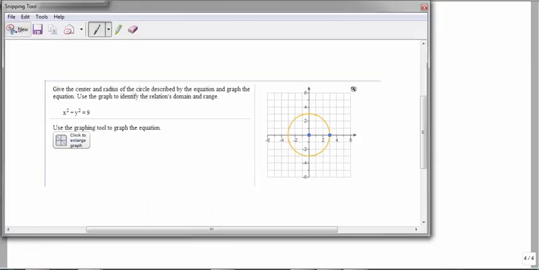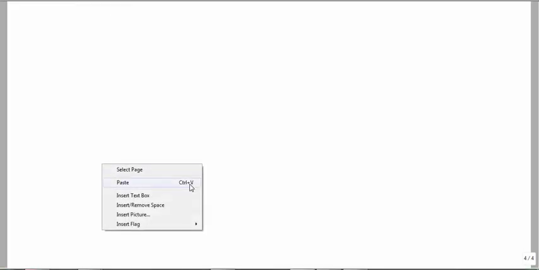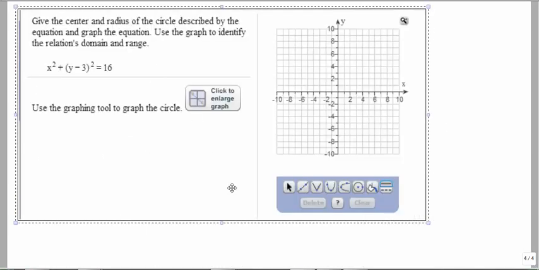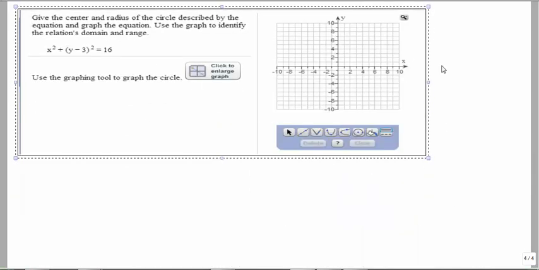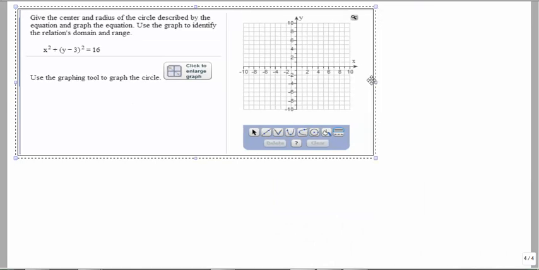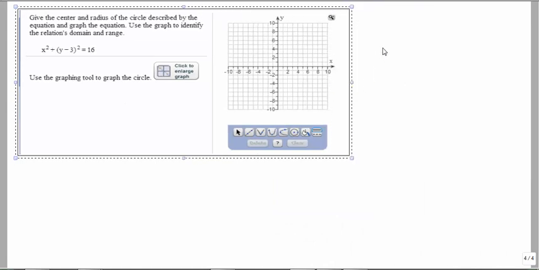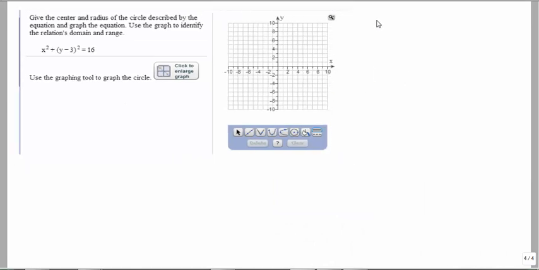Okay, so for this one, we're going to try and find the center and the radius first, and then we'll try and graph it, and we'll put the picture up. And I think on this one we'll find the domain and range as well. So again, we have x squared plus (y minus 3) quantity squared equals 16.